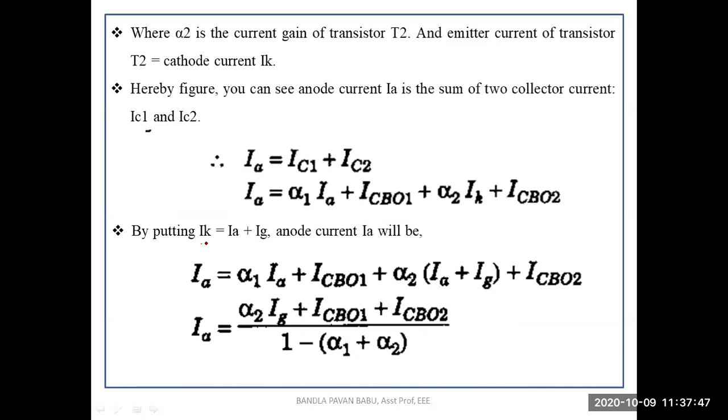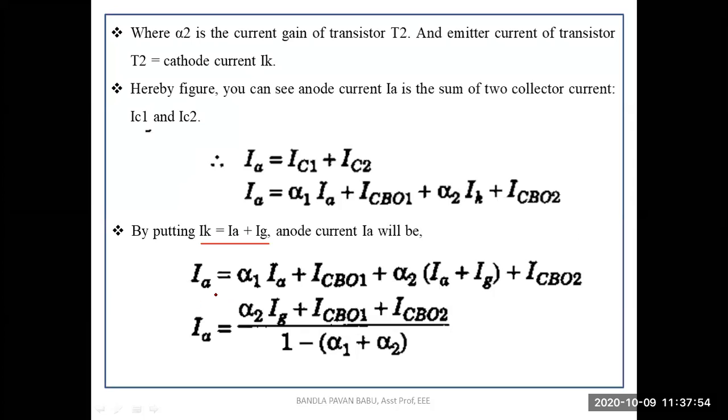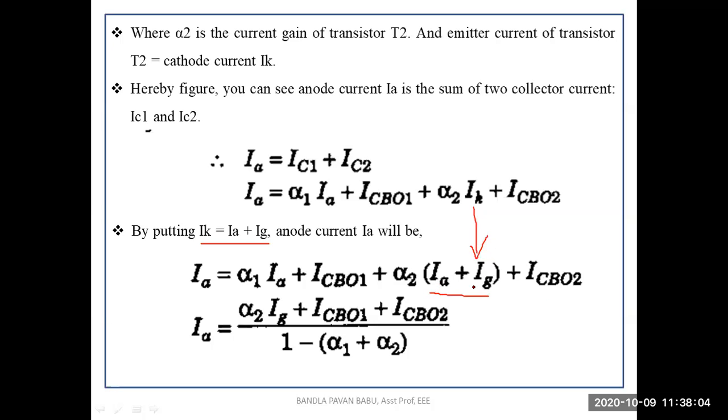Okay, so IK equal to IA plus IG. Substituting this, we get IA equal to alpha 1 into IA plus ICB naught 1 plus alpha 2 into IK, where the IK value is substituted here, that is IA plus IG. Equating this equation, we highlight IA because that is the input current, or the load current.